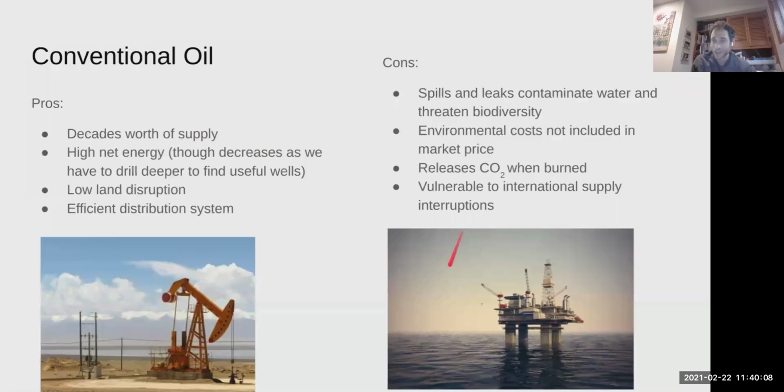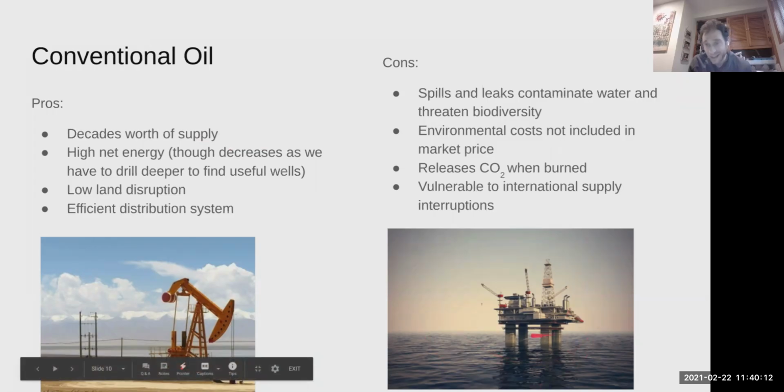If we look at this deep sea drilling over here, it takes a lot of energy to build this deep sea rig, and so that's going to decrease your net energy because your initial investment is higher. There is low land disruption. When you drill that well, you don't really have to disturb the land around it too much. And we are very good at distributing it. We've got trains, trucks, pipelines, freighters. We are good at moving this stuff around the world.